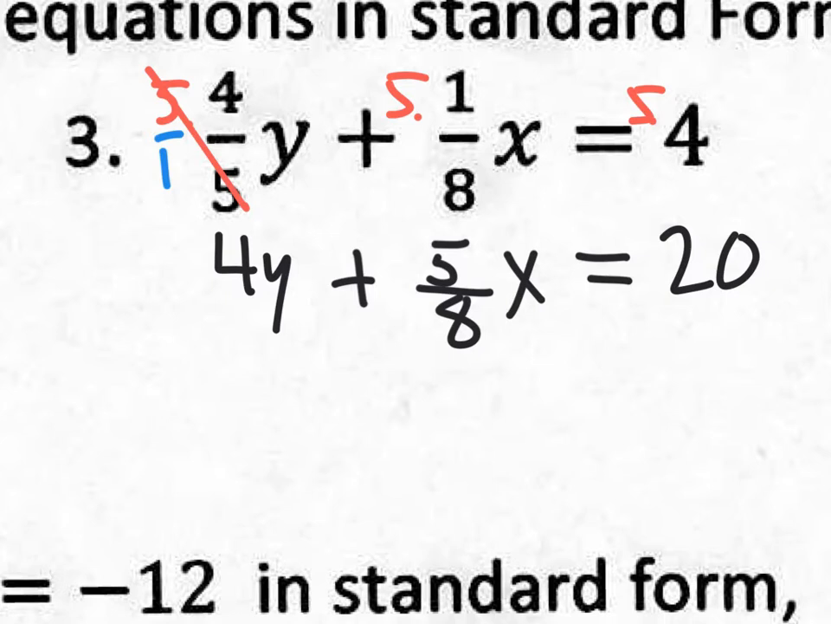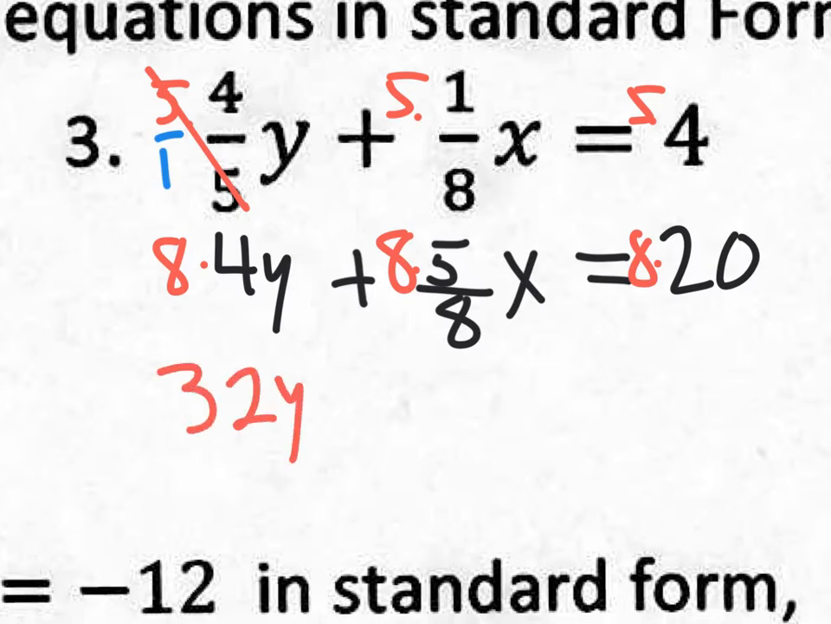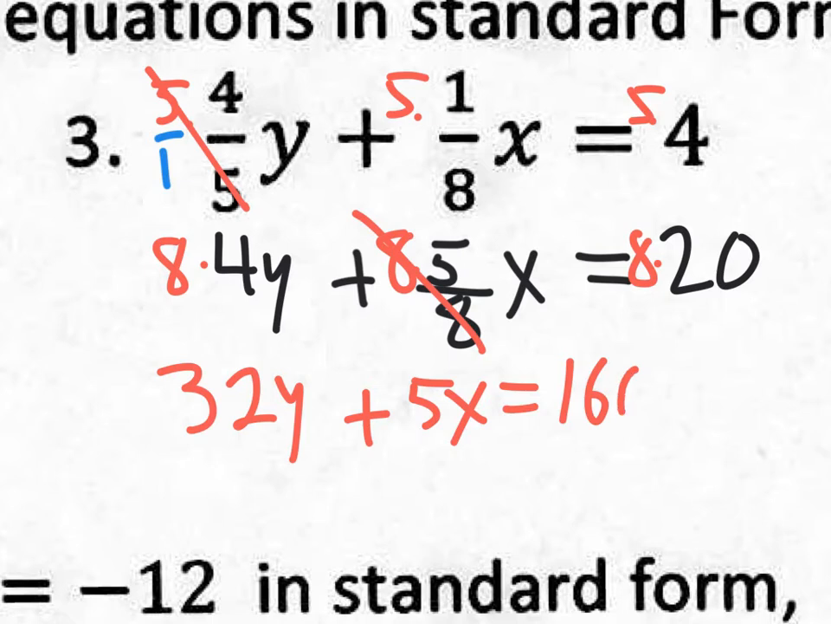Let's get rid of the other fraction. How do I do that? Multiply by 8, multiply by 8, multiply by 8. So we will have 32y. I shouldn't say final answer, we still need to check. Cancel out the 8's, plus 5x equals 160.